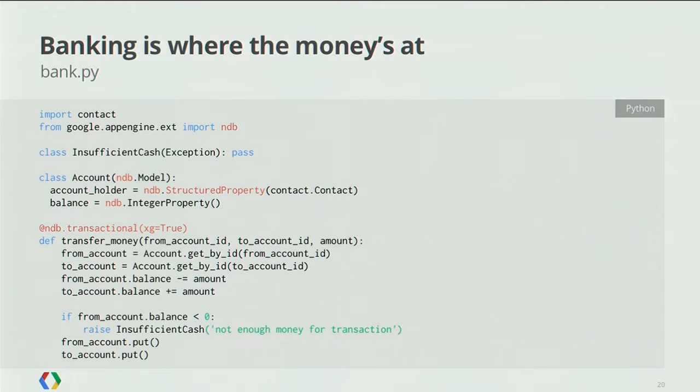It's called structured properties. So you can see I have an account class, and the second thing I've defined, the most important thing, the balance, how much cash you have. But above that, I've said there's an account holder, and the account holder has a structured property, which is a contact. And in this bit of code, I don't have to define exactly what a contact is. That can be another NDB model defined elsewhere, in this case another module, that defines exactly what's in a contact. And that can be reused across different NDB entities.